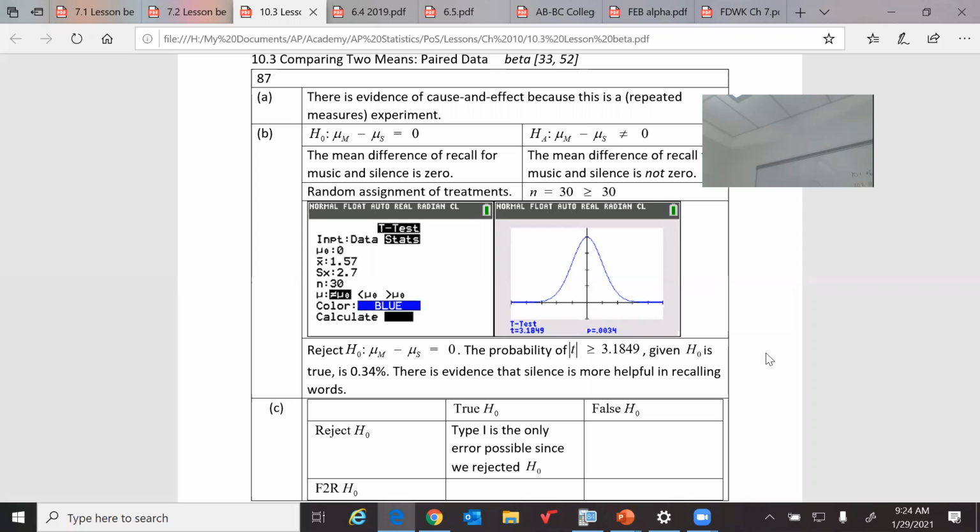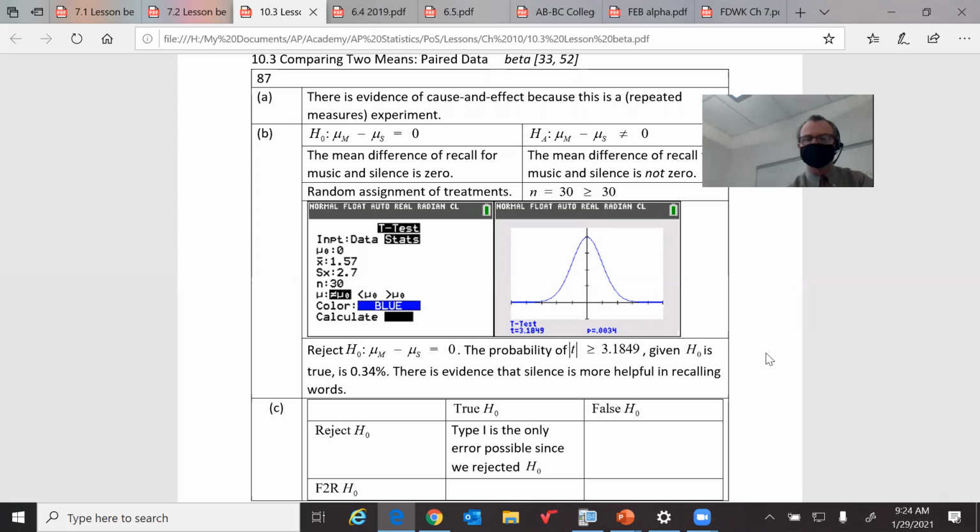So the stats, they gave us summary statistics where that was the mean, and the step was 2.7. But we got what? We got a p-value of 0.0034. Like you look at the picture, you can't even see where it's shaded in because the p-value is so small. The t-statistic was greater than 3. We are in the tail. Reject the null. There is evidence that silence is more helpful in recalling words.